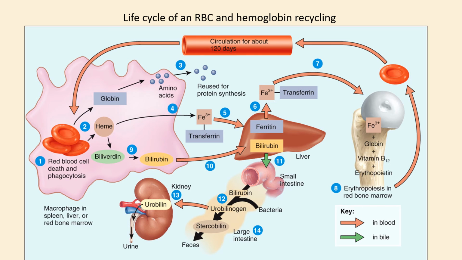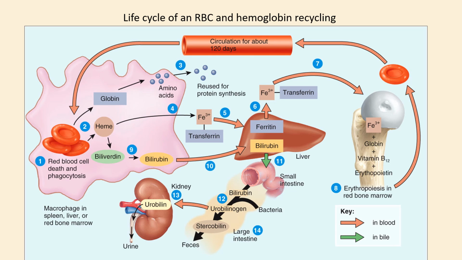Let's take a look at the heme. The heme, you'll recall, is that iron-containing portion of the hemoglobin molecule, and that iron gets stripped away. And that iron gets released into the blood, and it is transported by a chaperone protein called transferrin. So now we're looking sort of in the center of this diagram. We see an atom of iron attached to a chaperone protein called transferrin. And the iron associated with transferrin travels in blood to the liver.